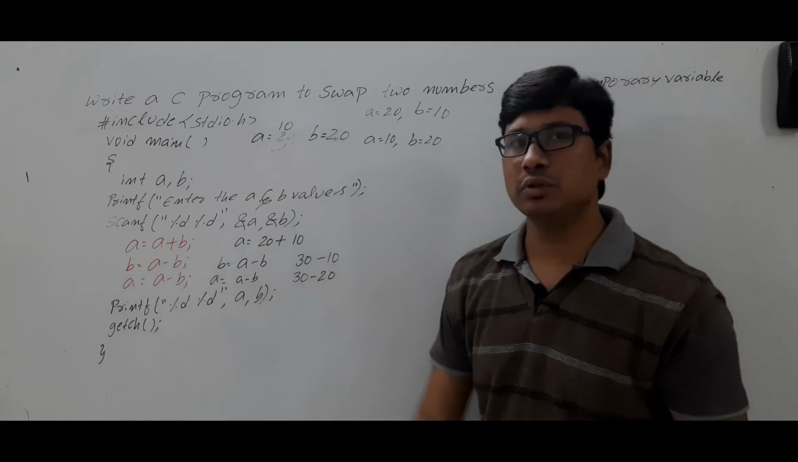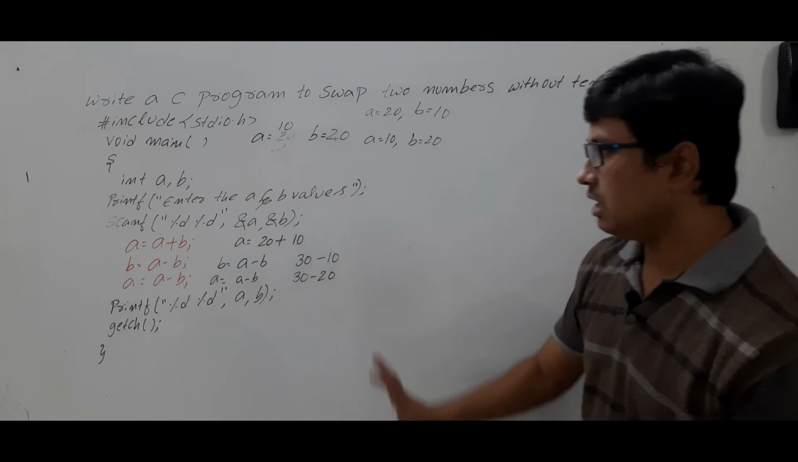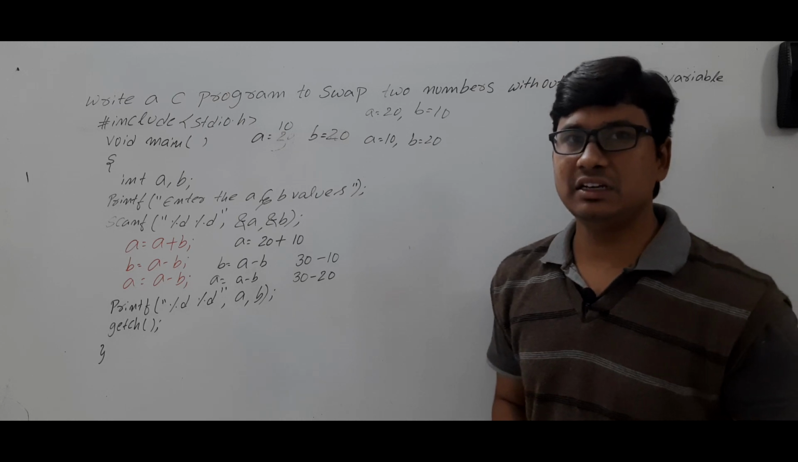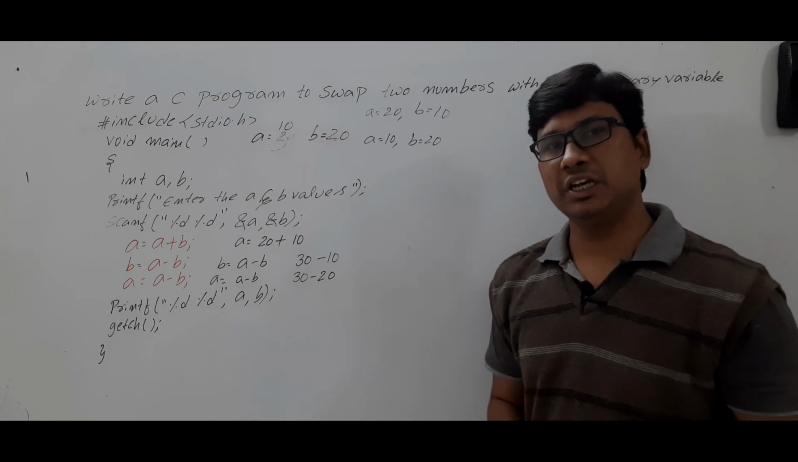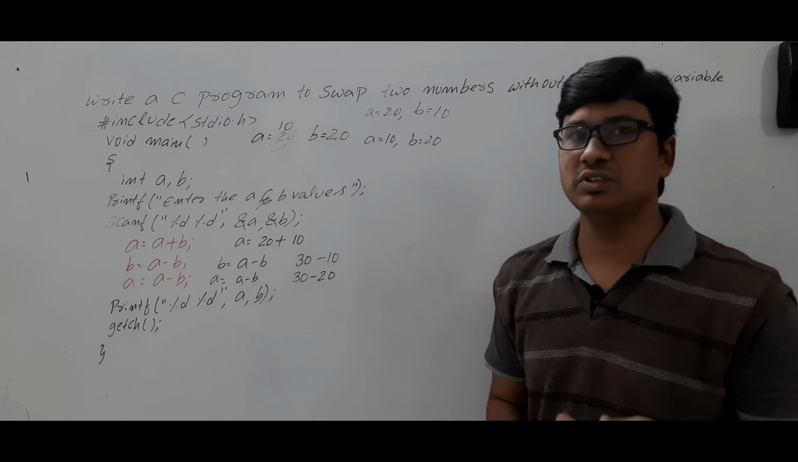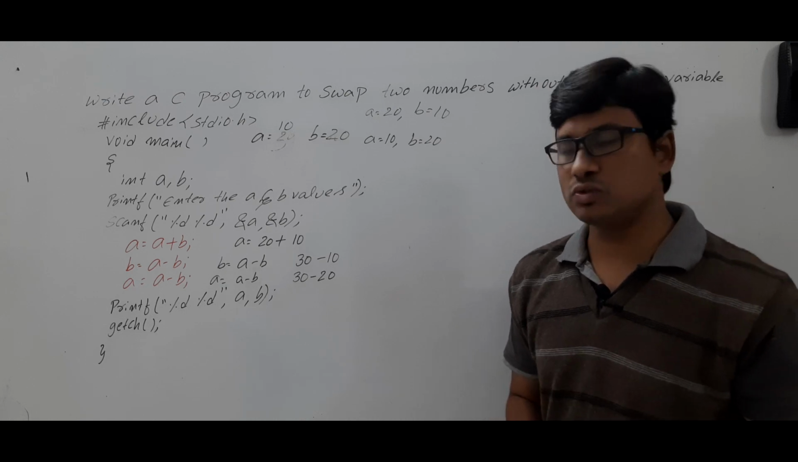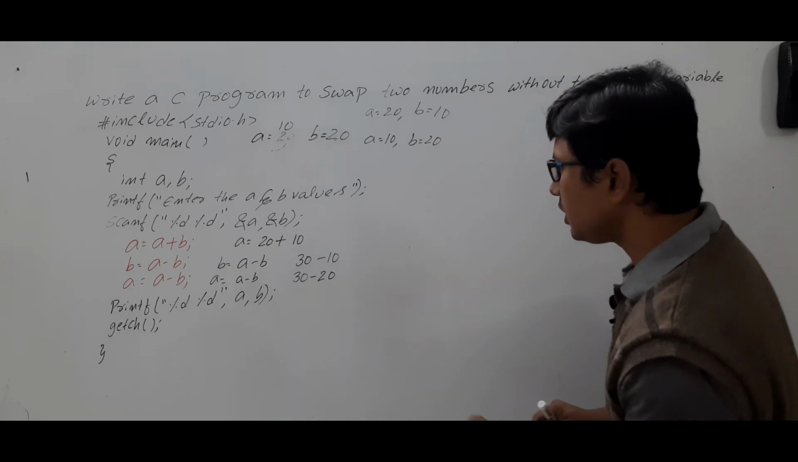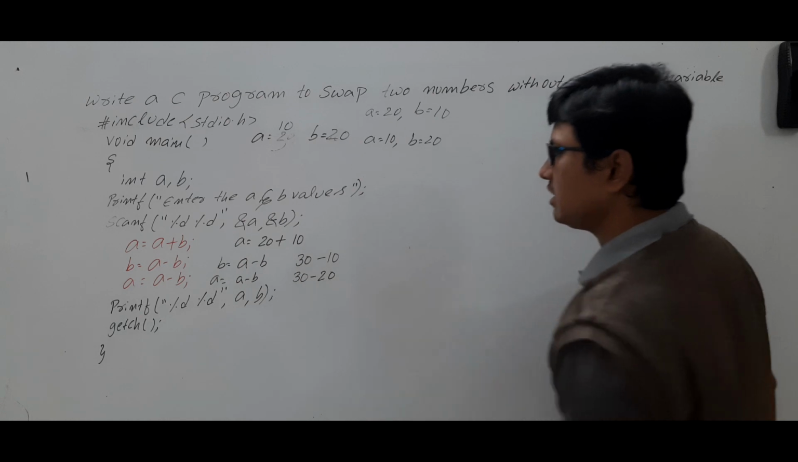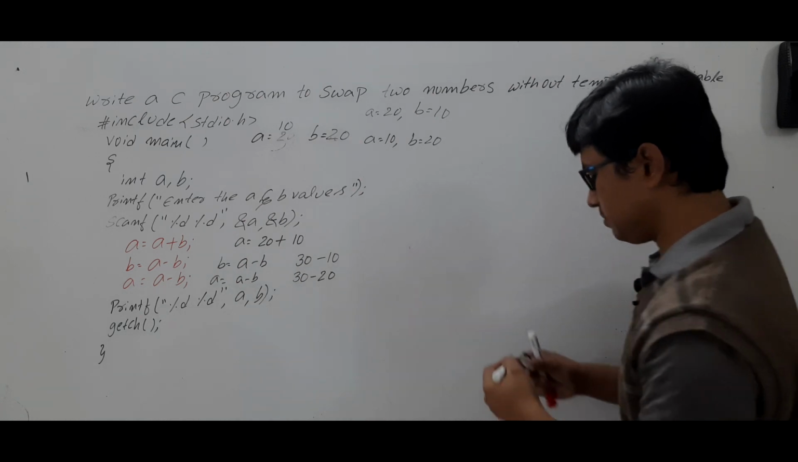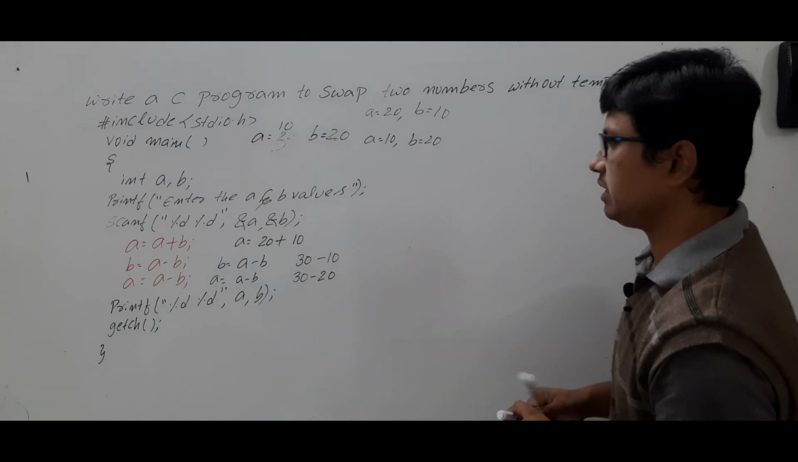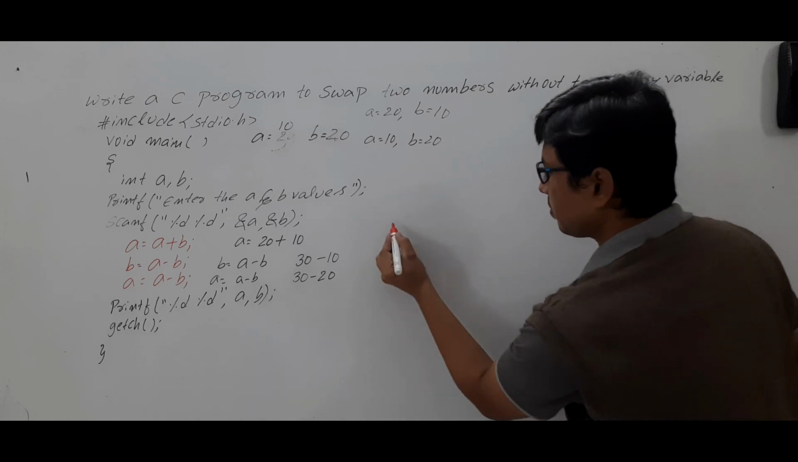So this is about addition and subtraction. Now the same program I will write with the help of multiplication and division. Then I will discuss using the bitwise exclusive OR operator also. Now in place of these three steps, if I write these three steps, let me discuss. Okay, the entire program will be the same.